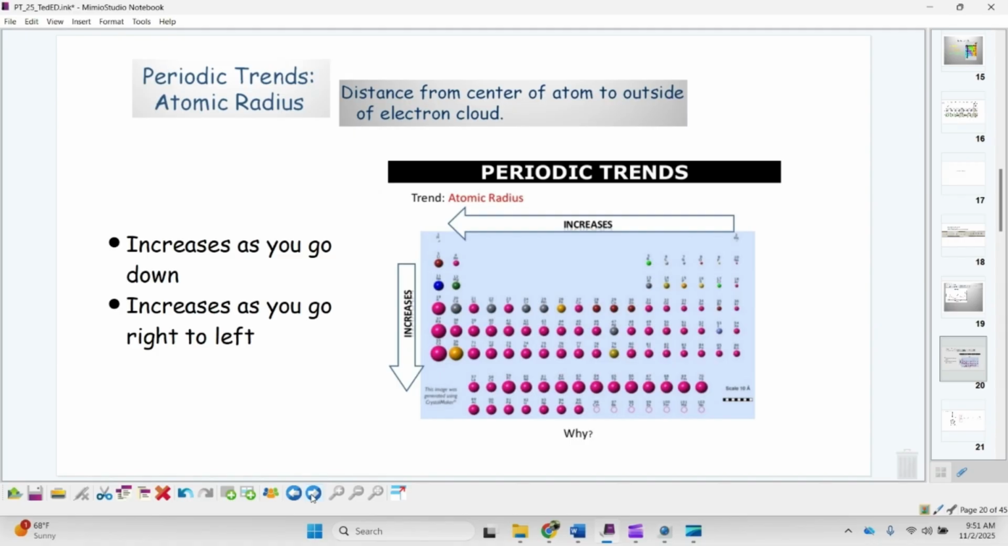So if we were to do the circles, similar to the way the circles were on the cards, we had the big circles at the bottom of each family. And if you think about it, that makes sense because you're adding energy levels as you go down. But as you go from left to right, they get smaller, which doesn't necessarily fit with the ideas that we have about atomic structure. So we'll talk more about why we have that pattern that we see.